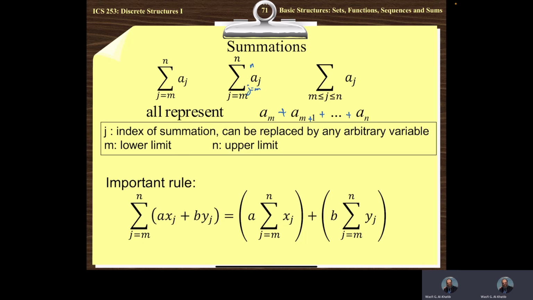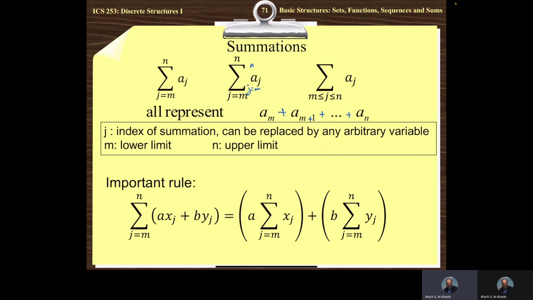For example, sigma a from j equal 1 to 4 is what? This is a plus a plus a plus a, which is 4a, right? Which is the same as a sigma 1 from j equal 1 to 4. What is sigma 1 from j equal 1 to 4? 4. So it is basically a times that. Make sure you understand this rule and you apply it properly.